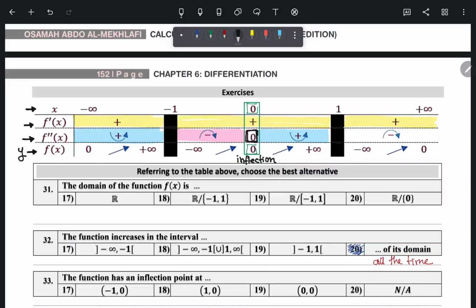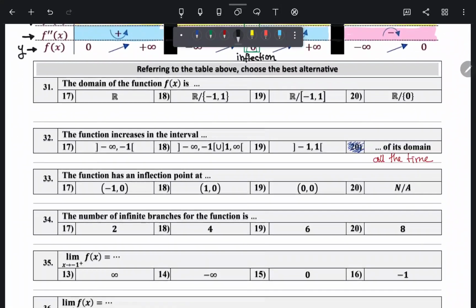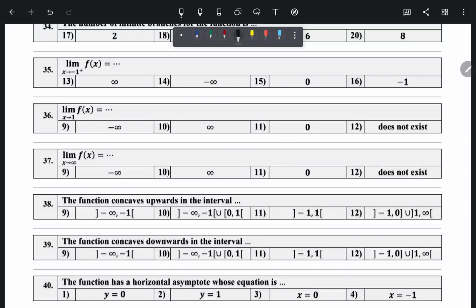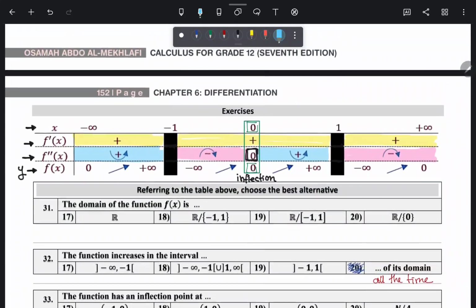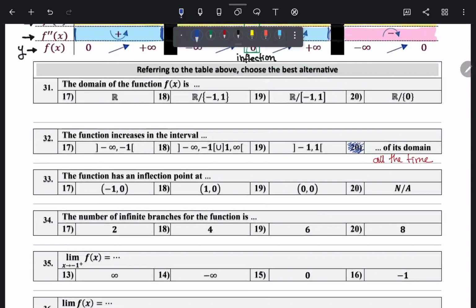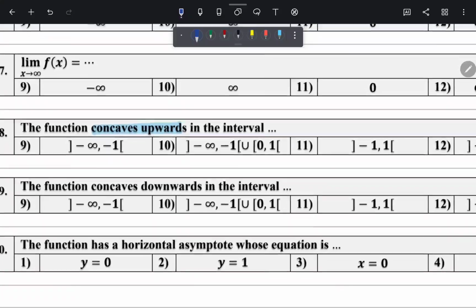So let's check the question about that. Here, he says, the function concaves upwards. In which interval? So concaves upwards, let's see here in the table. Concaves upwards from negative infinity until negative 1, and negative 1 is a gap. And from 0 to 1, and 1 is a gap. So it's this one.